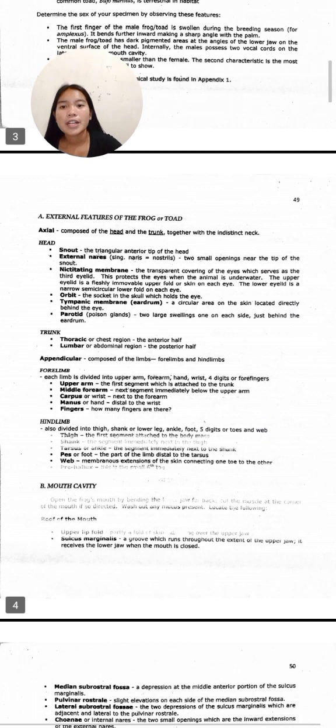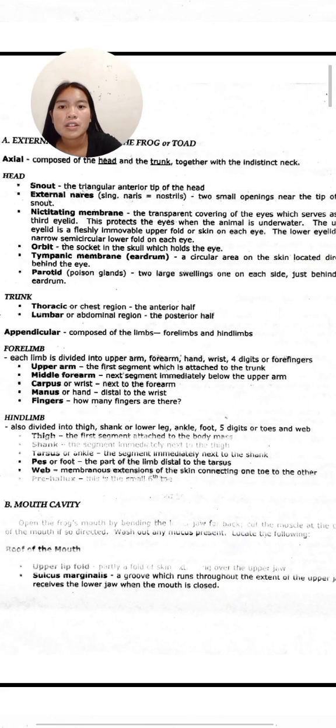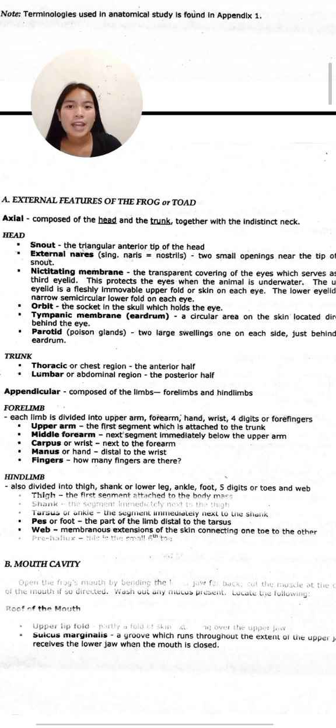So, the external features of the frog or toad are: axial, snout, external nares, nictitating membrane, orbit, tympanic membrane, and parotid. The axial is composed of the head and the trunk together with the indistinct neck. Frogs do not have a neck to connect the head to the trunk. So, the frog has no neck connecting the head to the trunk.